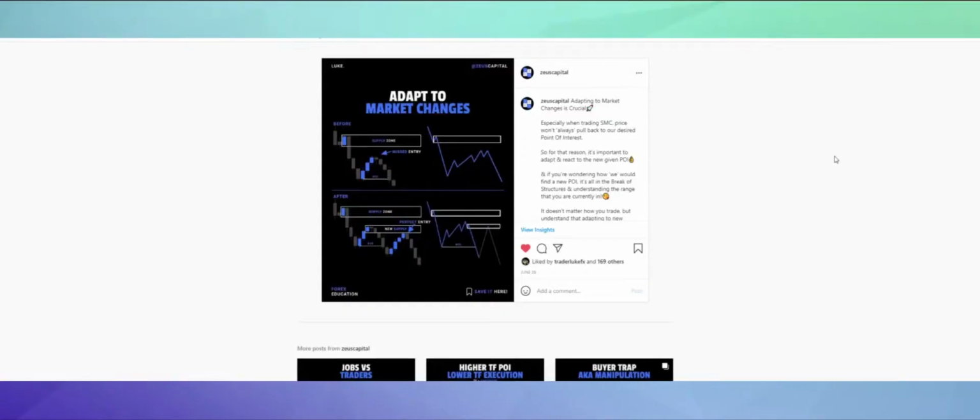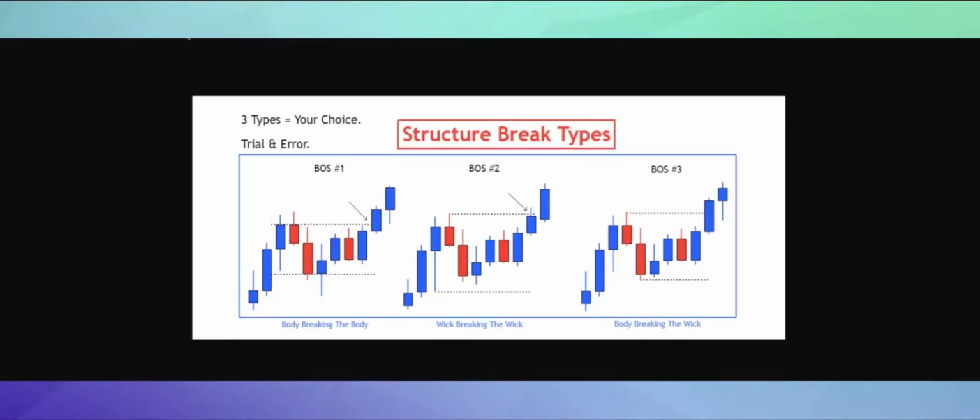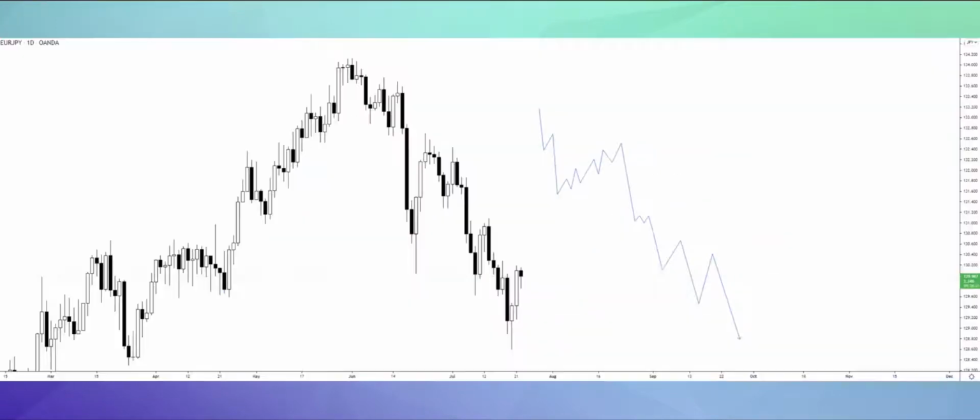Hey, what's going on, guys? So I wanted to talk about ranges. Now, we've just spoken about breaker structures, so it's important we understand our ranges.